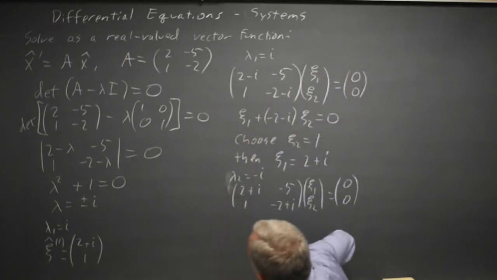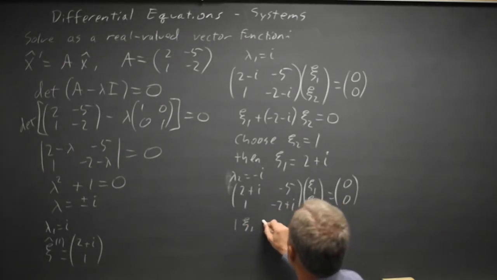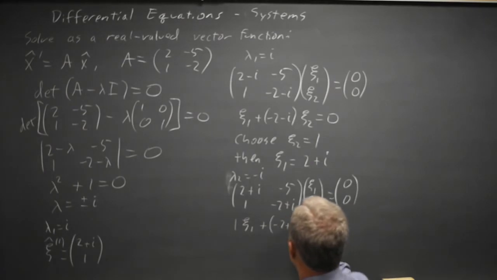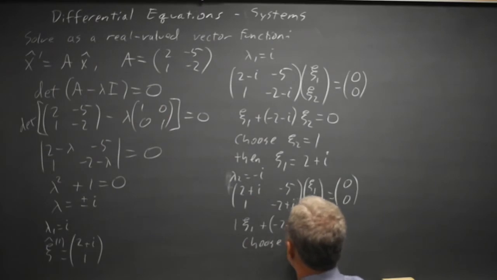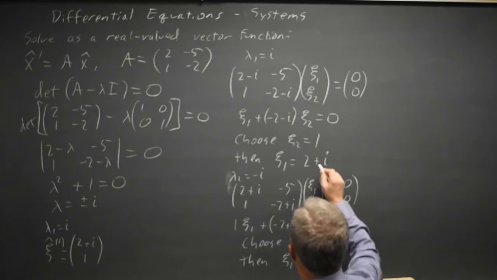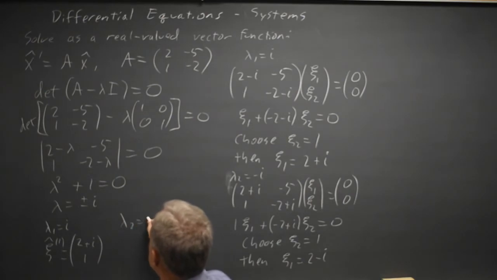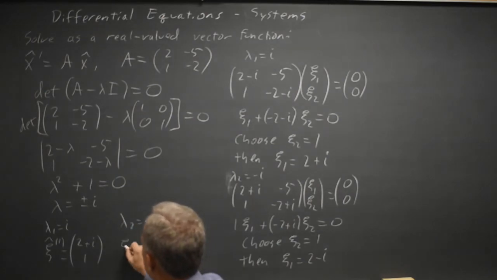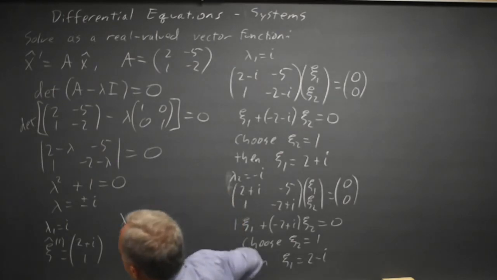The second row gives me 1 xi1 plus negative 2 plus i, xi2 equals 0. If I choose xi2 equals 1, then xi1 is 2 minus i, which is in fact the conjugate, so that gives us lambda 2 equals negative i, and eigenvector 2 equals [2 minus i, 1], the conjugate of the eigenvector.